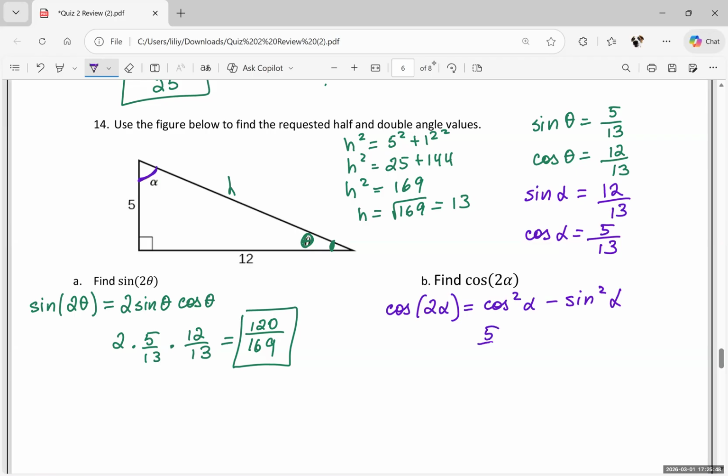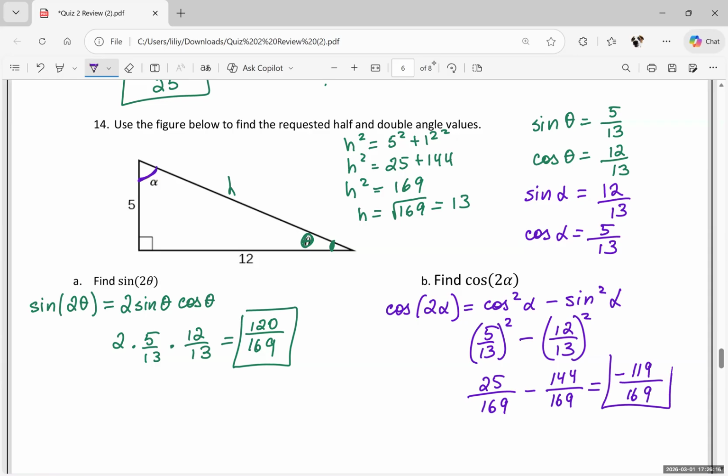Cosine is 5 over 13. You got to square that. Minus sine, which is 12 over 13. You got to square that. Okay, so this is 25 over 169 minus 144 over 169. Subtract the values on the top, 25 minus 144, that is negative 119, and the common denominator is 169.